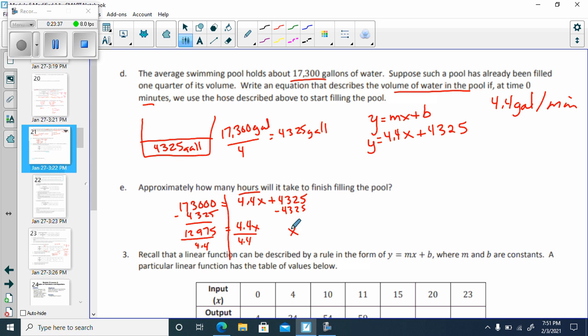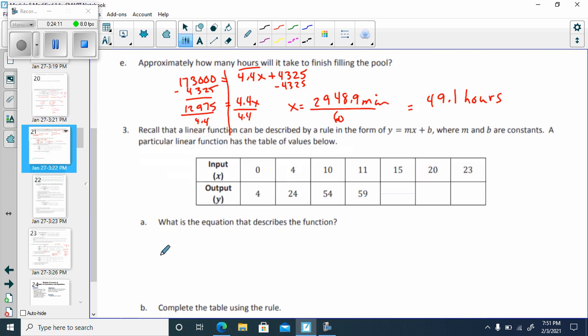And x, the number of minutes, would be 2,948.9 minutes. They asked for number of hours. Wouldn't I divide that by 60 minutes? There's 60 minutes in an hour. Divide that by 60. That would mean it would be 49.1 hours. Almost 2 days, right? A little over 2 days.